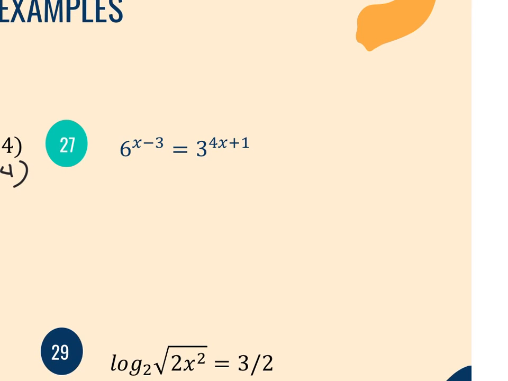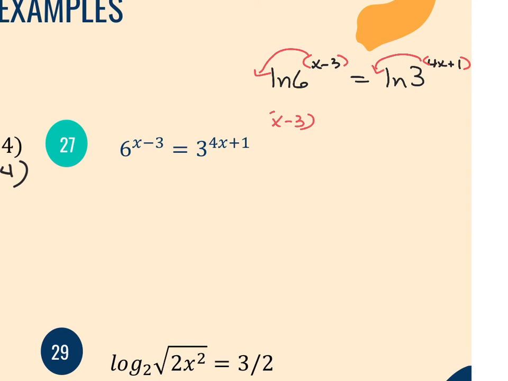So I'm going to put in ln in front: ln 6 raised to the x minus 3 equals ln 3 raised to the 4x plus 1. Remember, this is where we're going to use our power property, and we're going to move this exponent to the front. So this becomes x minus 3 times ln of 6 equals 4x plus 1 times ln of 3.